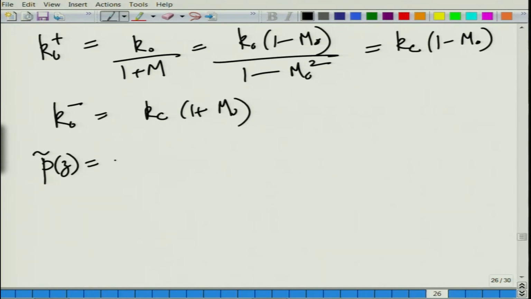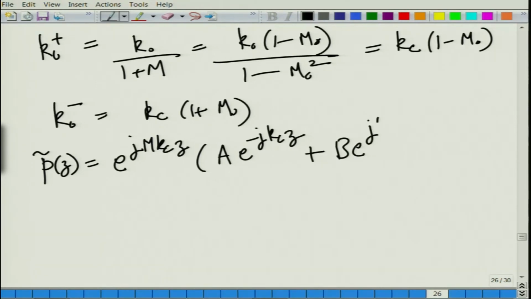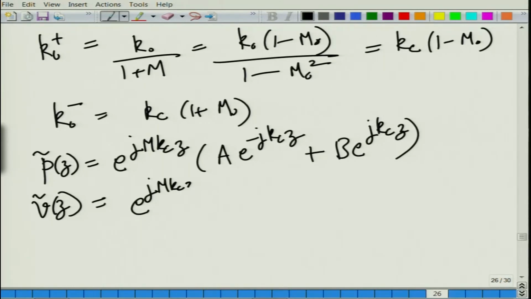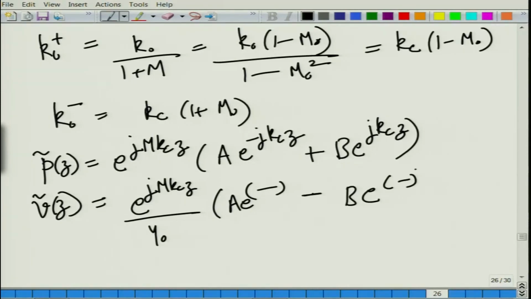P tilde is nothing but e to the power j m k c z times A e to the power minus j k c z plus B e to the power j k c z, and mass velocity will become e to the power j m k c z divided by y naught, and these terms will still go, but there will be a minus sign sitting somewhere here.